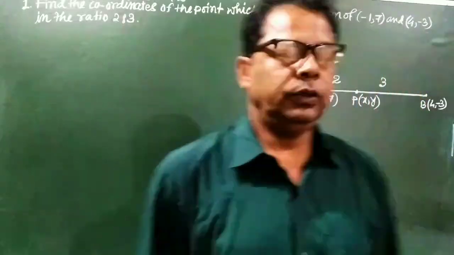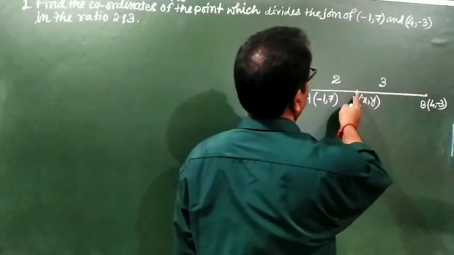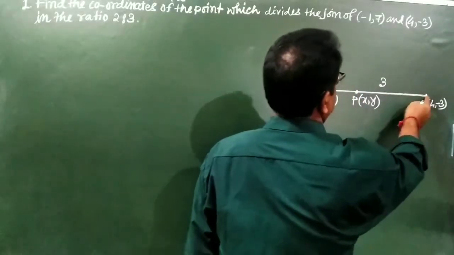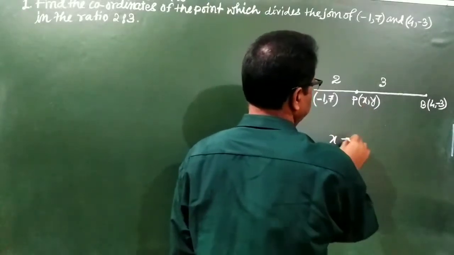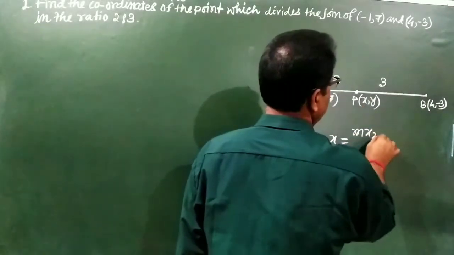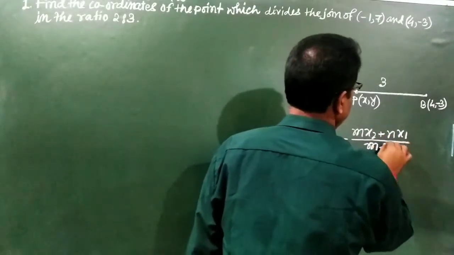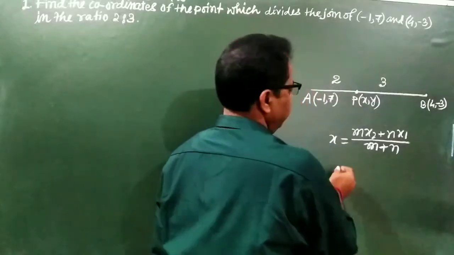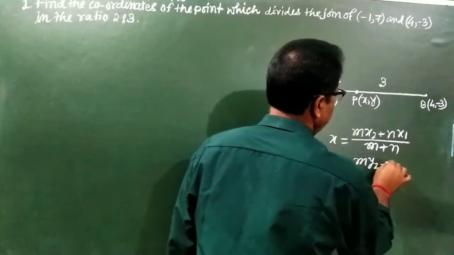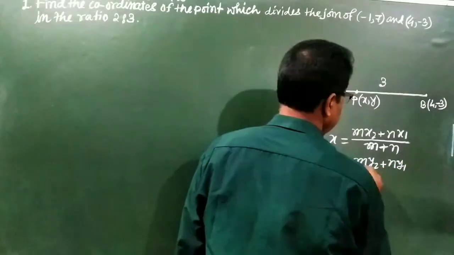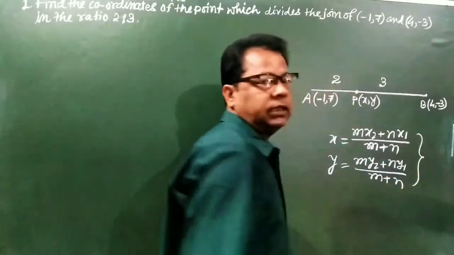Section formula says that if any point divides the join of 2 points, then the coordinates of the point are: x is equal to mx2 plus nx1 divided by m plus n. This is the value for x, and the value for y is equal to my2 plus ny1 divided by m plus n. So these two together are called the section formula.